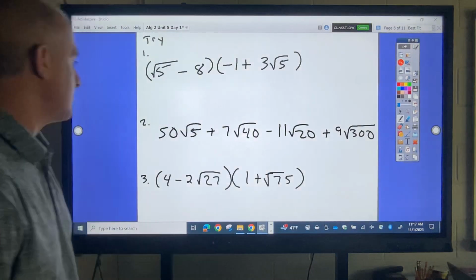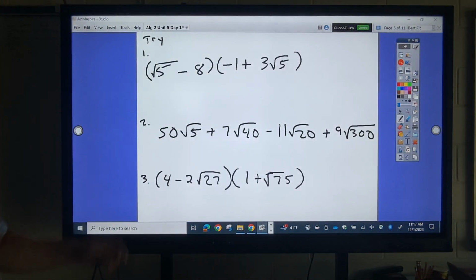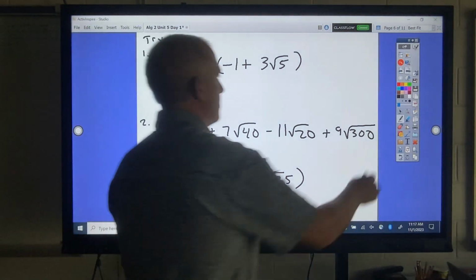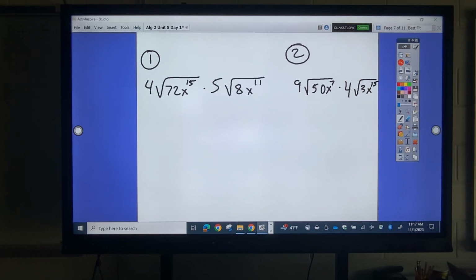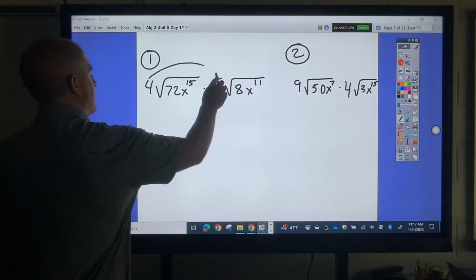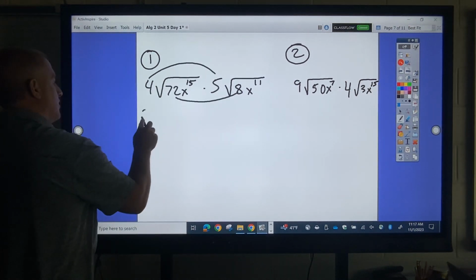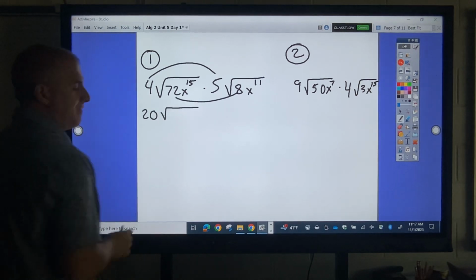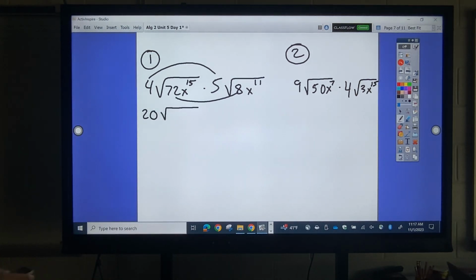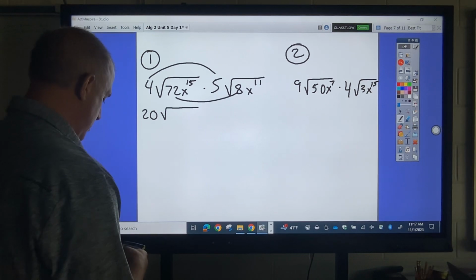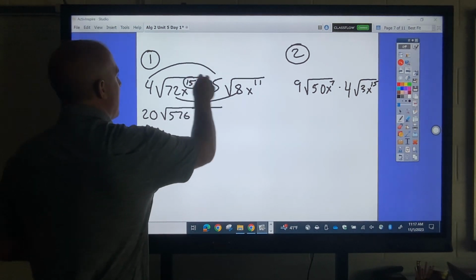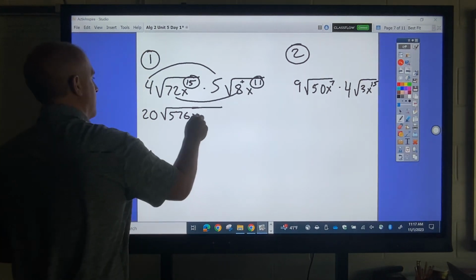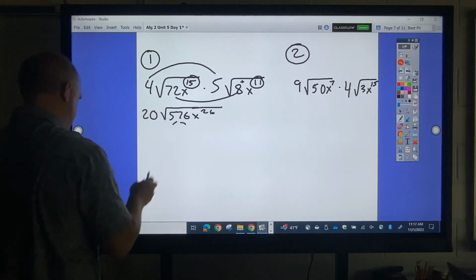All right, so go ahead and work on these. This one's a little bit challenging down here. You're going to need some room for that one. Now these, what I want to do is multiply this. So I got 20 square root of 8 times 72, 576. I add these exponents. That's x to the 26th.